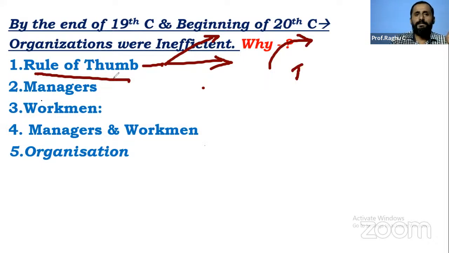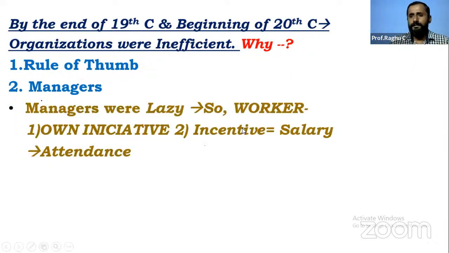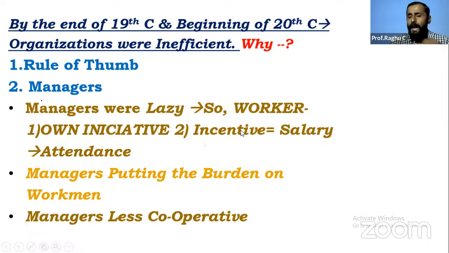Next was with managers. This was one of the biggest things. Managers were lazy. They were not guiding the workers. Because of that, workers used to do the work on their own, applying rule of thumb, not scientific method. And the incentive was based on just attendance. Because of that, workers were not working properly. Managers, since they had higher authority, higher say, were putting all the blame on the workers, and they were not cooperative.